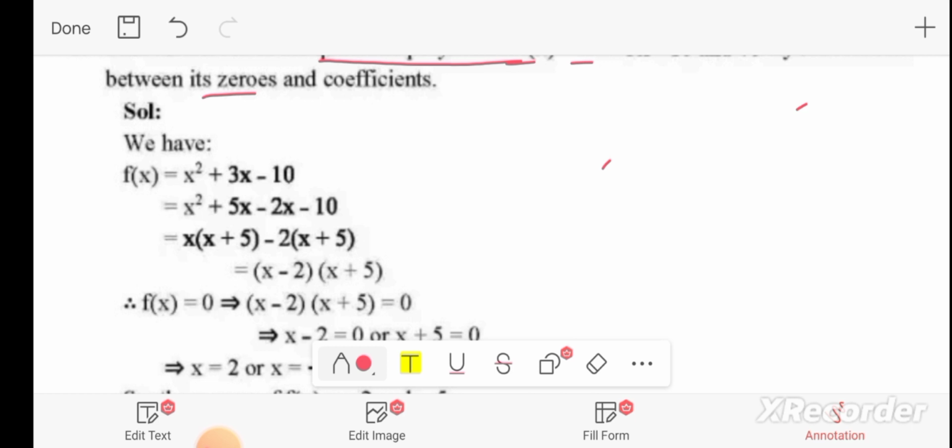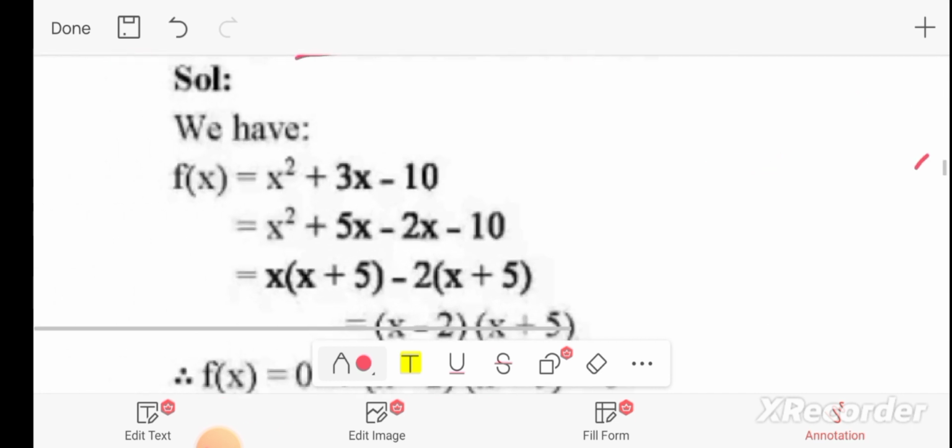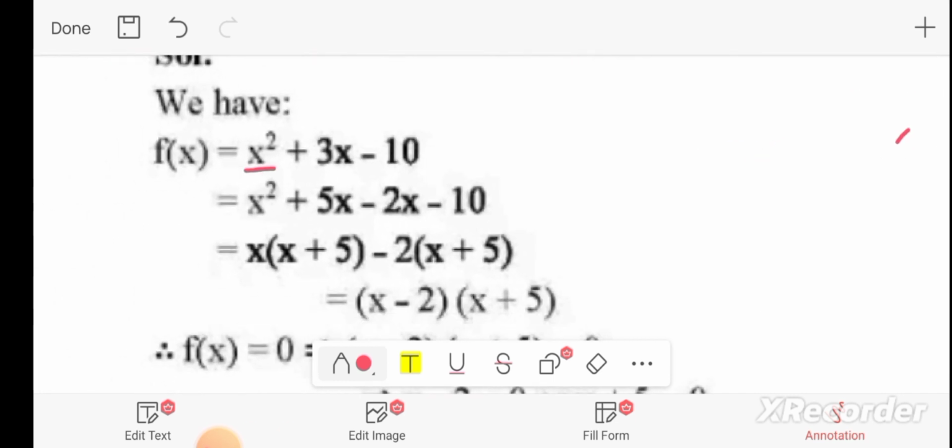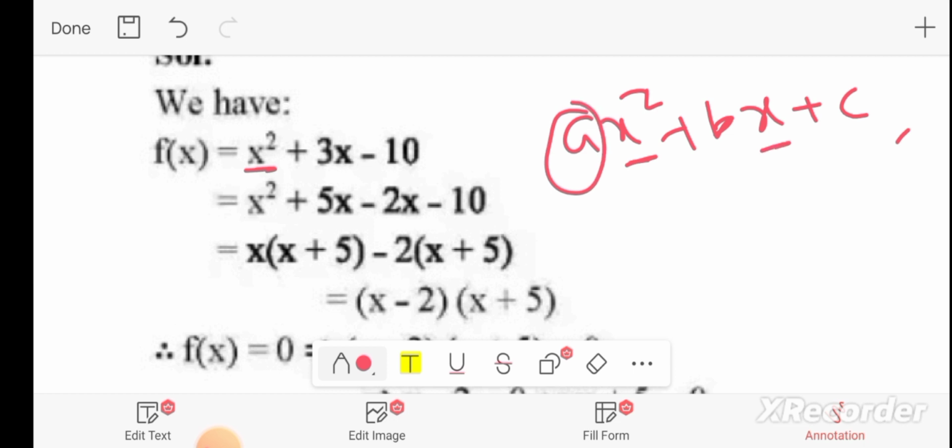So let's see, we will give names. What is the name of the coefficient of x square? Coefficient means the number before x square. Suppose before x square which number is there? No number. We can write it as ax square plus bx plus c. Before x square whatever number is there, we call it a. Before x whatever number is there, we call it b. And the alone number, with no variable, is called c.